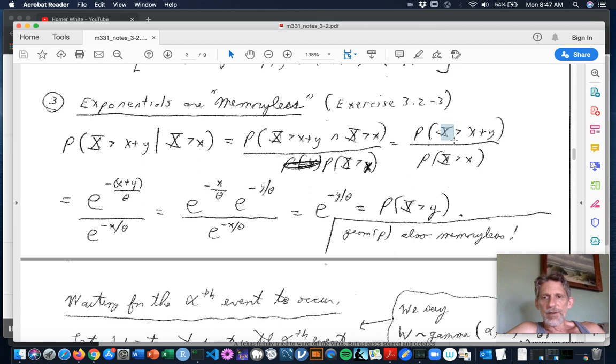And the chance for an exponential to be bigger than a number is something we've already figured out, e to the negative number over theta. And on the bottom, we got an e to the negative x over theta. So there's a little cancellation, and we're only left with e to the minus y over theta, which is exactly the chance for the exponential to be bigger than y. And so if I've been waiting x units of time, and I'm still waiting, then chances for the next event are just as if I was at the very beginning of the process.